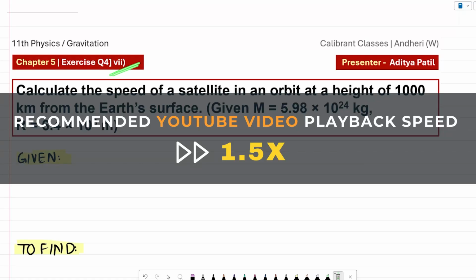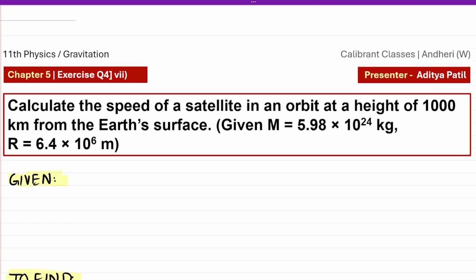Hi, we are discussing the seventh numerical from the exercise for the chapter Gravitation. So let's start. The question states, calculate the speed of a satellite in an orbit at a height of 1000 kilometers from the Earth's surface. So our satellite is 1000 kilometers above the surface of the Earth.